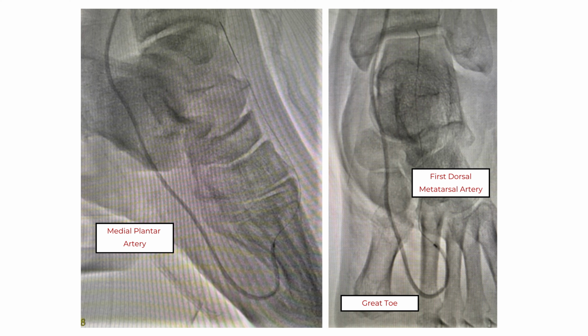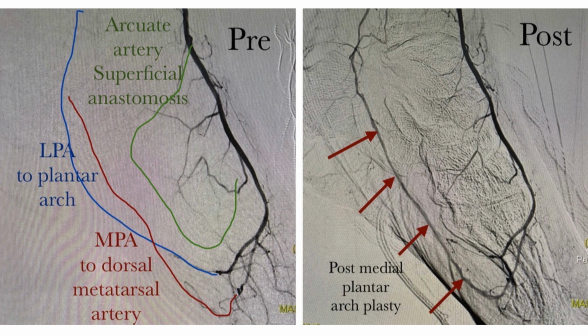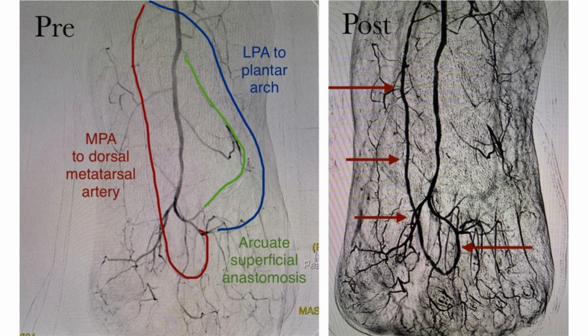You can see the wire parked in the dorsalis pedis artery, and we did a plasty with a long 2 millimeter balloon. So again, these are the pre and the post images. The one on the left showing the 3 anastomotic collateral channels which were seen on the first image, the one in green, red and blue, and because it's the region of the great toe, we went ahead and opened up the medial plantar artery.